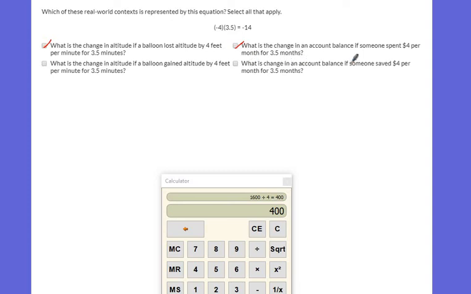What is the change in the account balance if someone saved? Saved is a positive 4. Well, that doesn't match up, so it looks like those two would be the only options for this question.